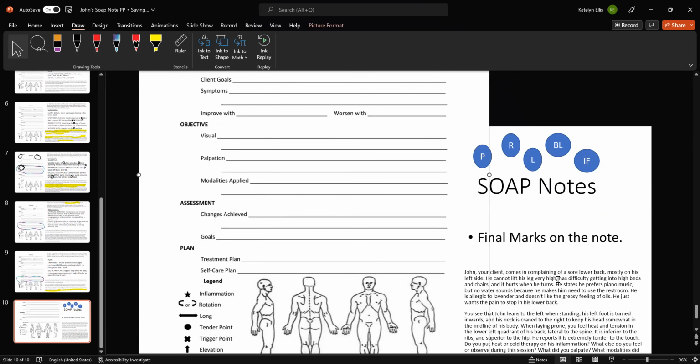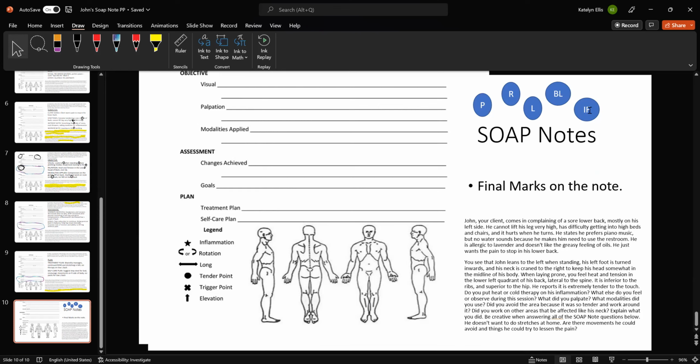SOAP notes. Final marks on the note. I have some things circled here that are pretty common. All right, so pain, well, you could put a P with a circle around it, right, left, bilateral. All right. I usually put B with a little I, then the big L. Some people put BL for bilateral. So that means both sides. All right. IF or INF a lot of times is used for inflammation. That just depends on what you want to do.